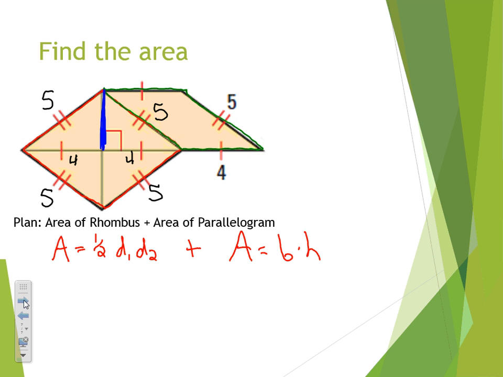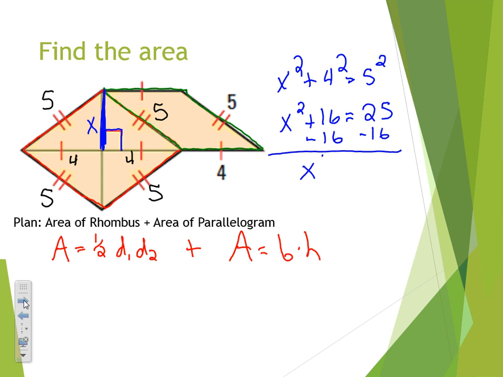This is my height and half of my diagonal. Now, since I have my right angle here, I can use the Pythagorean theorem. So I'm going to call this x. So I have x squared plus 4 squared equals 5 squared. So x squared plus 16 equals 25. Subtract 16 from both sides. x squared equals 9. Take the square root of both sides, and x is going to equal 3. Now this is going to help us a lot because it's my height and it's part of my diagonal. So if this is 3 and this is 3, I can now solve this problem.